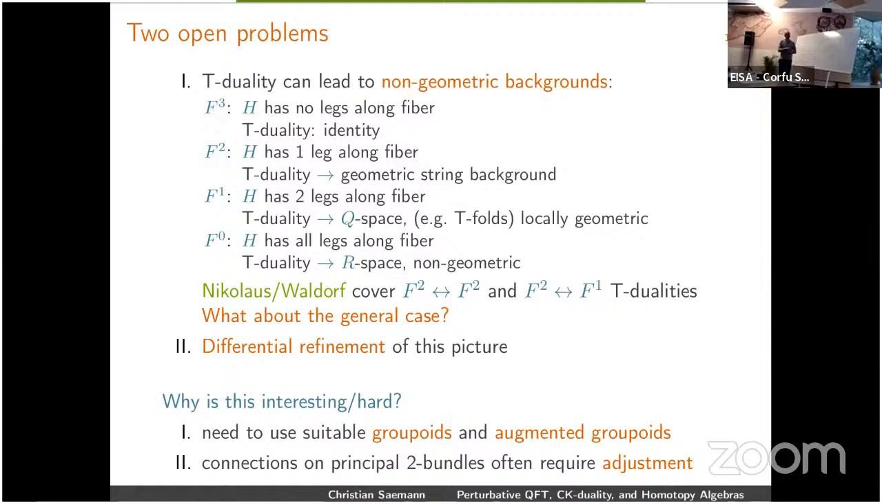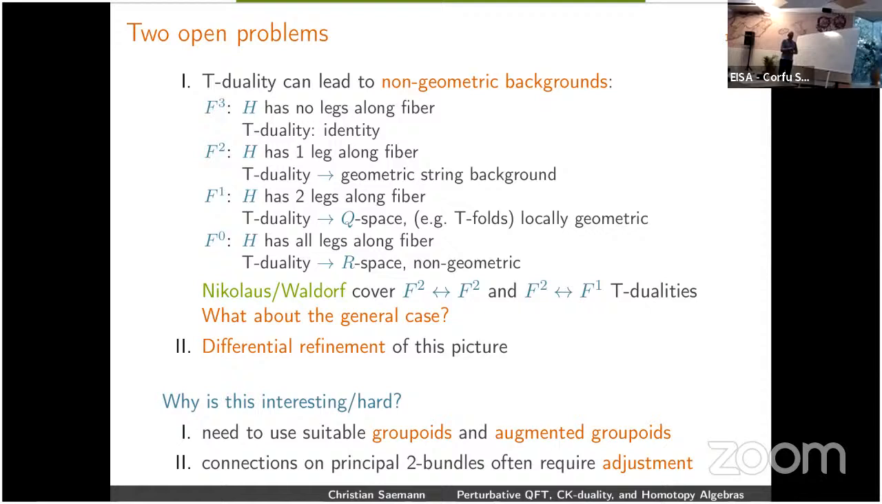The second open question is the differential refinement. So putting connections on top of these principal circle bundles and on top of the gerb, because that allows you then in principle, if that all works, if this is nice, to describe not only topological T-duality, but in fact full T-duality for arbitrary topologies, which would be a nice step forward.